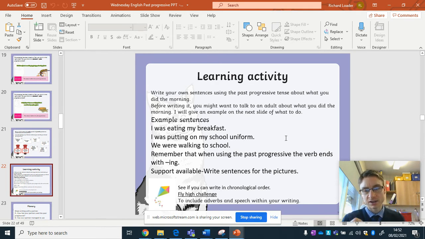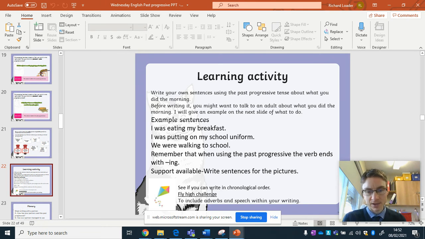Now, when it's singular, you'll use was. Okay, it's talking about one person. When you're talking about a collective, you will use were. So for example here, we were walking to school because there was more than one of you. And just to remember that when you're using the past progressive, the verb will end with ing. So running, jumping, climbing, skipping, putting, eating, dressing. Okay, and there is a support activity for you.